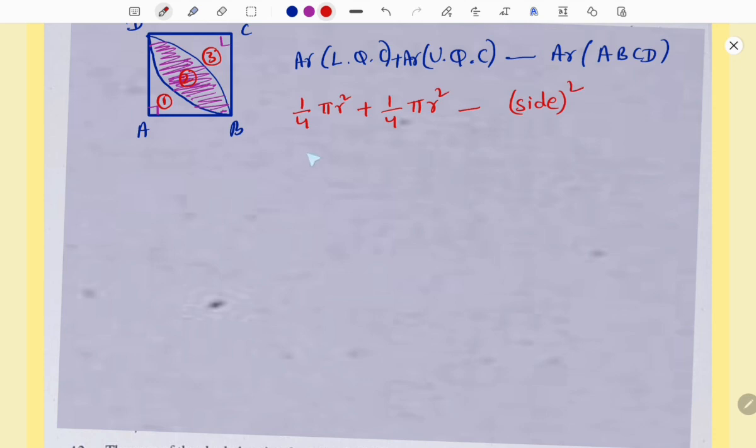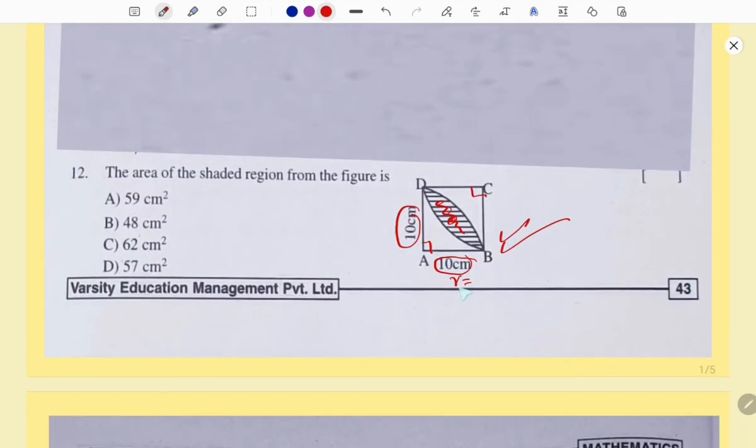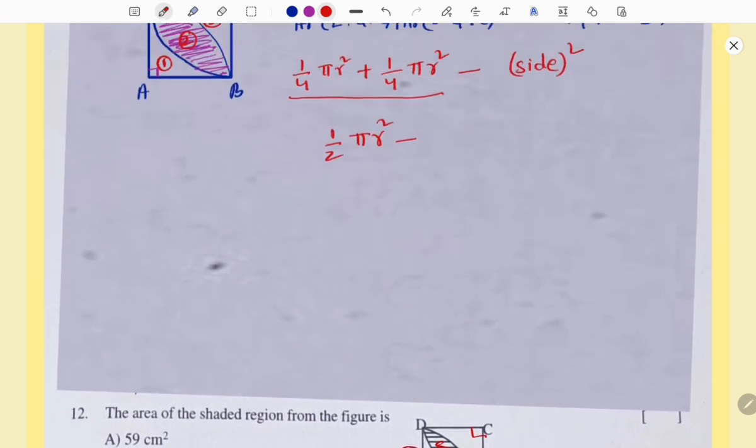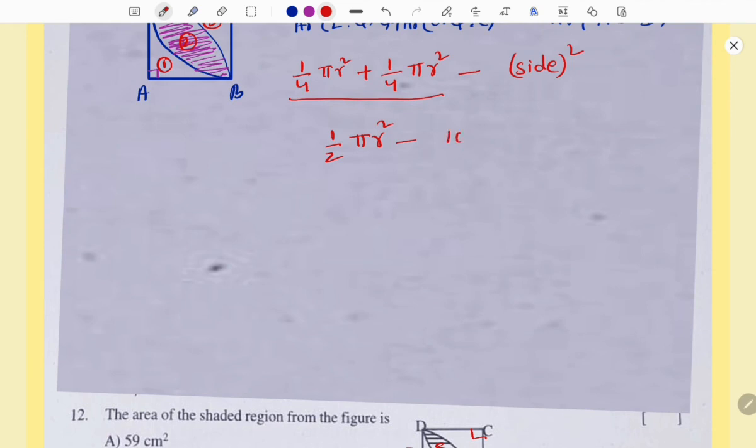Yes or no? So now 1 by 4 pi r square plus 1 by 4 pi r square is 1 by 2 pi r square, minus the side square. Here what is the side? 10. 10 is the side of the square as well as the radius of the circle. So the side square is 10 square. Now 1 by 2 into pi value 22 by 7 into r square, r is 10, so 10 square is 100, minus here also 10 square, 100.